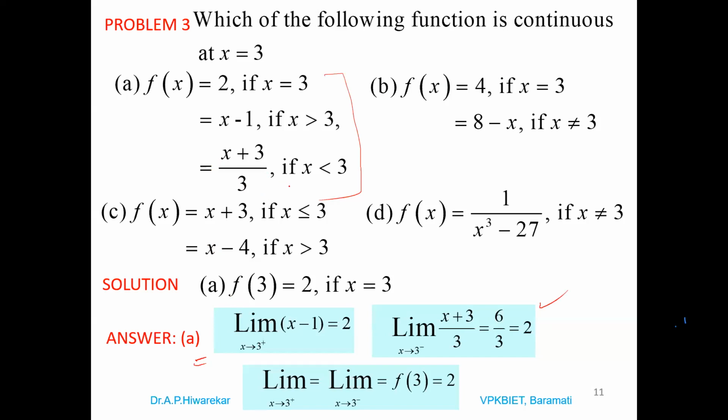Okay, are you getting it? Is there any difficulty up to this?